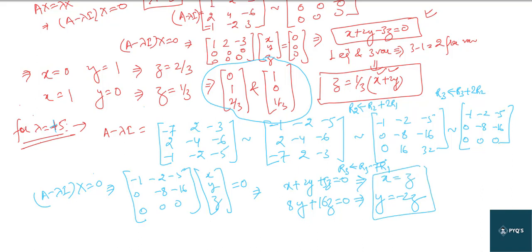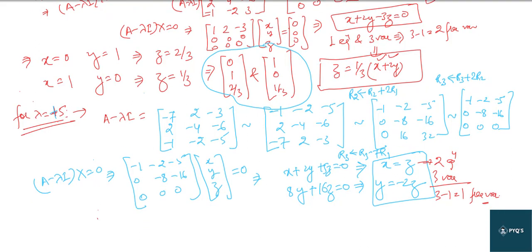So here we have two equations and three variables. So 3 minus 2, that is one free variable. Let z be the free variable. Let z equals 1, then x equals minus 1 and y equals minus 2. So the eigenvector will be x equals minus 1, y equals minus 2, z equals 1. This is the other required eigenvector.